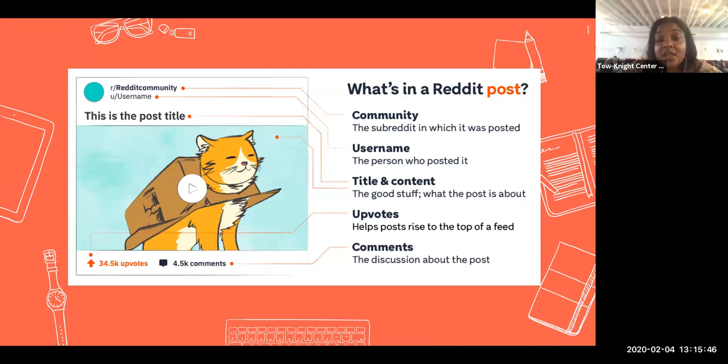And you can also see upvotes and comments on the post. And this is really important because these are both ways for your audiences to engage with you. They're either able to have a conversation with you through comments, or they're able to state an opinion about the post that you're putting out through their upvotes or downvotes. And so this entire package is really what constitutes a Reddit post.